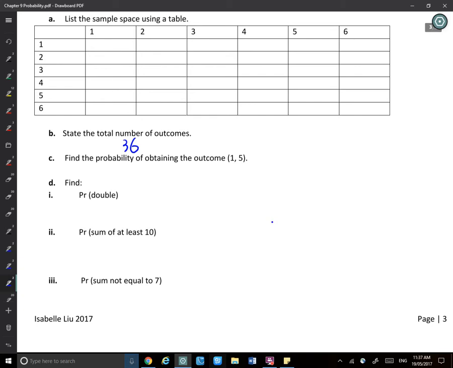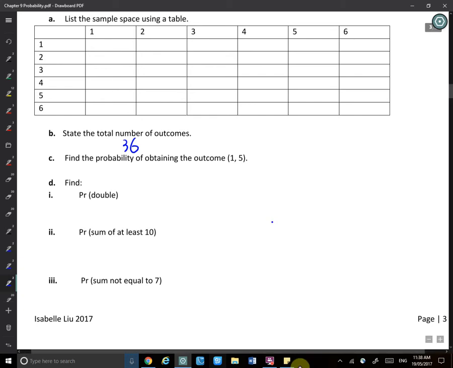How many outcomes of 1, 5 can you have? A 1, 5 means you get a 1 the first time and a 5 the second time. It's only one case. It's not 5, 1. It's only 1, 5. So there's only one such event, so it's 1 on 36.